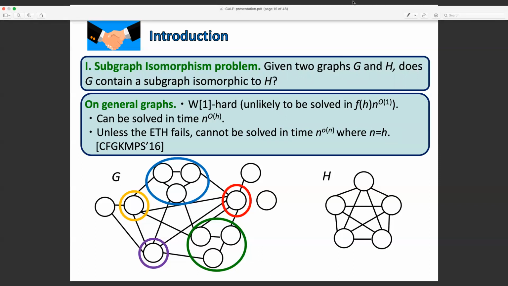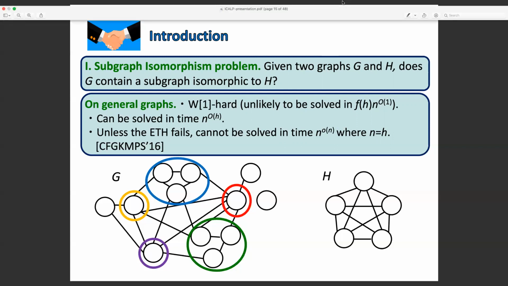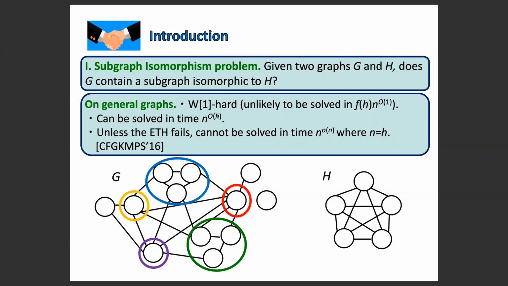It is W[1]-hard on general graphs, unlike the previous problem, the graph minor problem. This means that it is unlikely to be FPT, that is, unlikely to be solved in time f of h times some polynomial in the input size. This problem can be solved in time n to the order h. I remind you that n is the number of vertices in G and h is the number of vertices in the graph H. And actually this is tight.